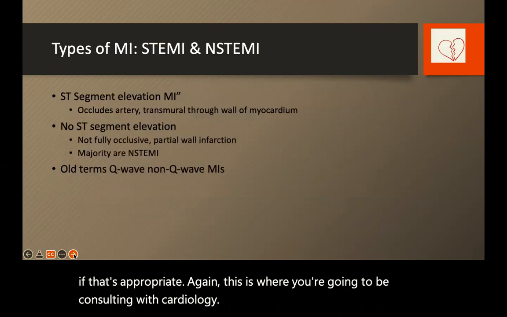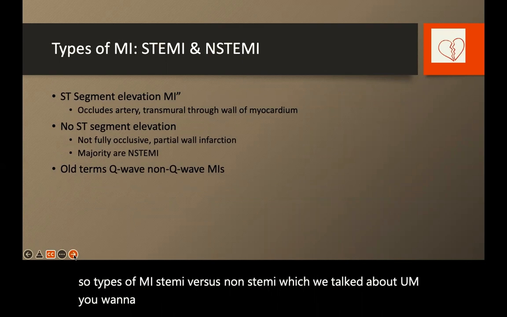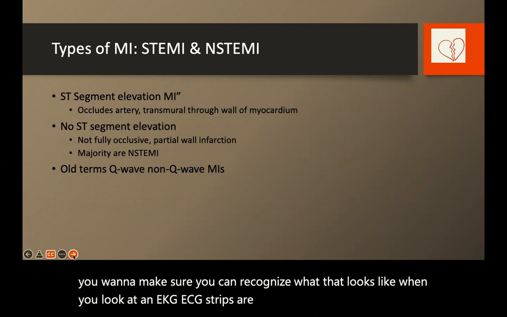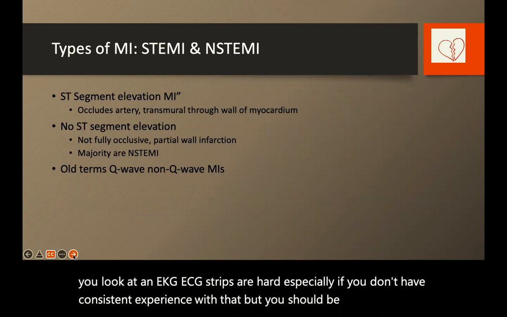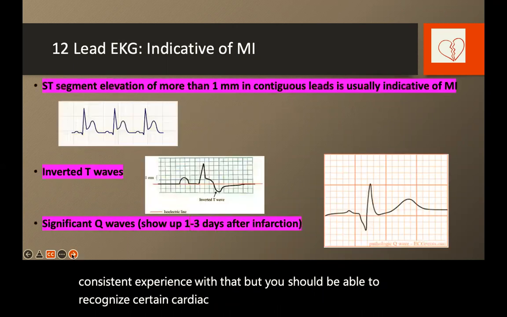So types of MI, STEMI versus non-STEMI, which we talked about. You want to make sure you can recognize what that looks like when you look at an EKG. EKG strips are hard, especially if you don't have consistent experience with that, but you should be able to recognize certain cardiac dysrhythmias, including a STEMI versus a non-STEMI.